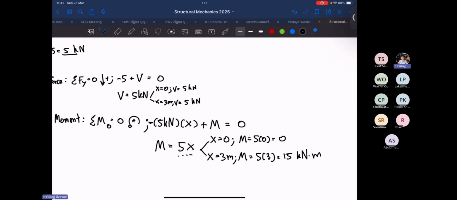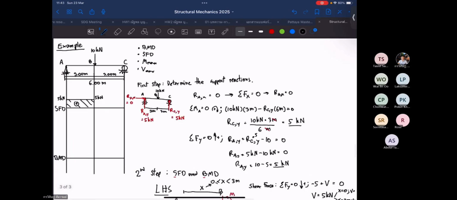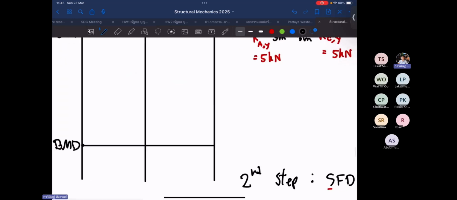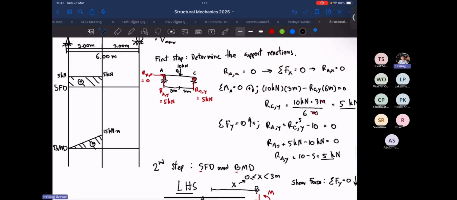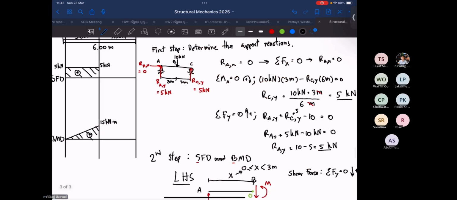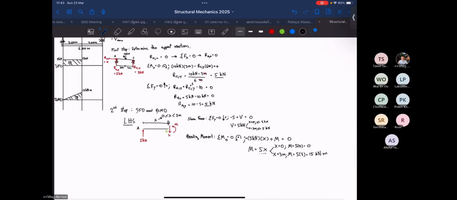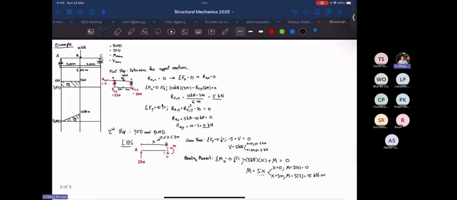So we can write this into our bending moment diagram. For the bending moment diagram, if x equals 0, moment equals 0. If x equals 3 meter, moment equals 15 kilonewton meter. And this one is positive, like this. From this part, does anyone have any question? How we can get this graph? If there is none, I will continue.